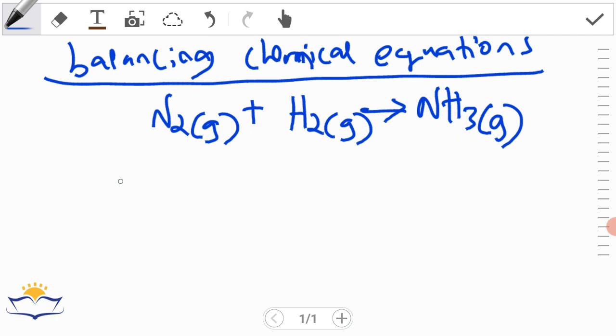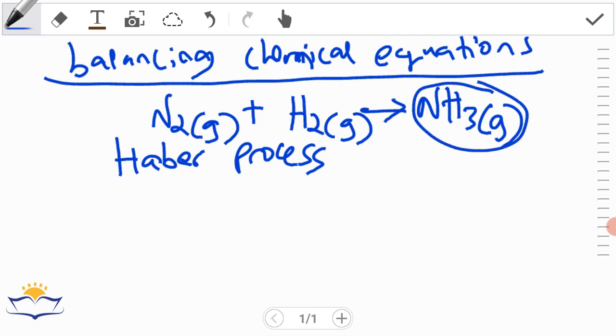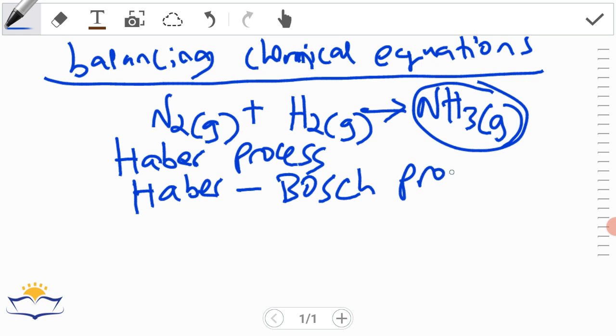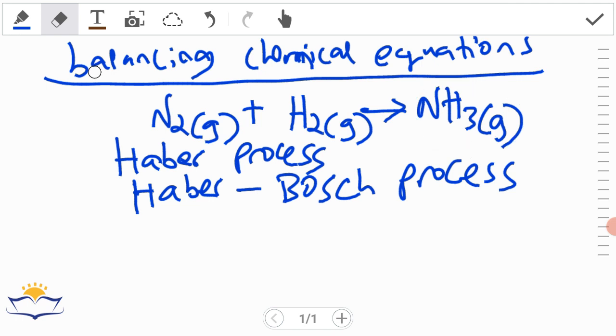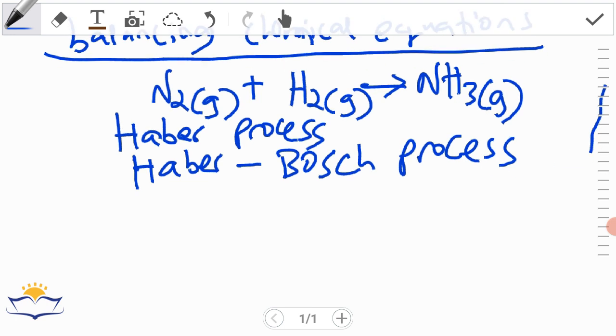For your information, this process is called the Haber process. It is essential to industries that manufacture ammonia fertilizers, right? The Haber-Bosch process. Anyway, we're here to balance this chemical equation.